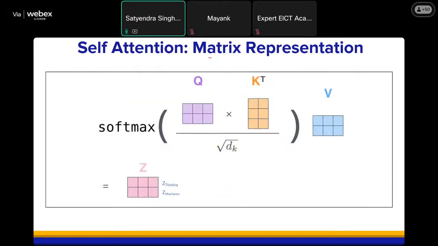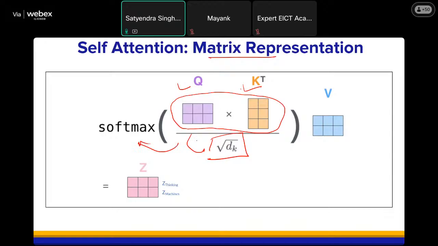In matrix representation form, you take the query matrix and multiply it with the transpose of the key matrix, which gives you the similarity score. You scale it by dividing it by the square root of the dimension of the key, and once you get this, you squash it using the softmax activation function. Then you multiply the result with the value matrix, which gives you Z, the contextual embedding, where each row represents the contextual embedding for one word, right? So you can perform those operations at once.